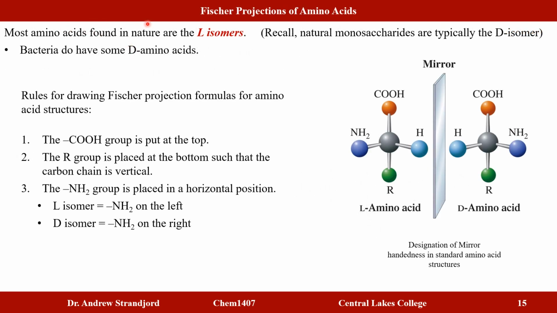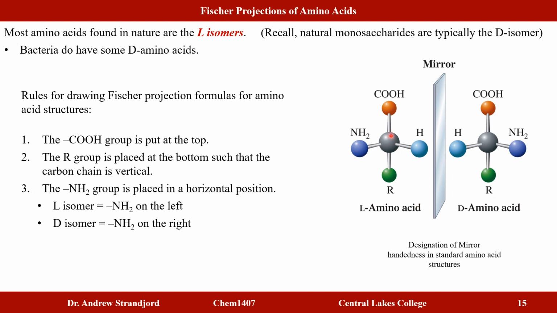Most amino acids found in nature are the L isomers. Also recall that naturally occurring monosaccharides typically are the D stereoisomers. There are a few bacteria that do have D amino acids. Let's look at the different enantiomers, the L amino acid versus the D amino acid, and how we name them. If I draw them with the carboxylic acid group at the top and the R group at the bottom, if my amino group is on the left-hand side, that's the L amino acid. If my amino group is on the right-hand side, that would be the D amino acid.